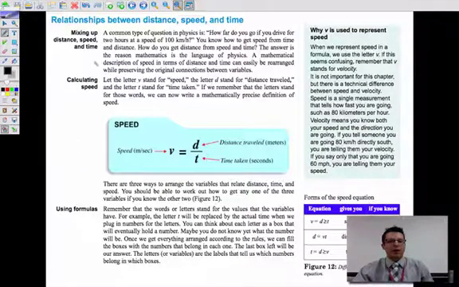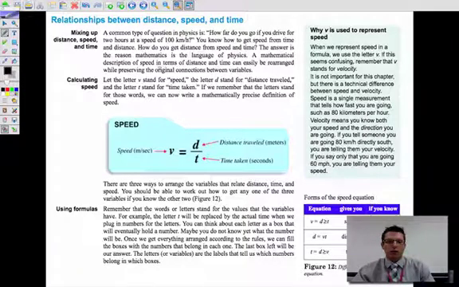Now let's think about the equations. A relationship in a mathematical sense means an equation between distance, speed, and time. A common type of question in physics is, how far did you go if you drive 2 hours at a speed of 100 kilometers per hour? You know how to get speed from the time and distance. How do you get distance from speed and time? The answer is the reason mathematics is the language of physics.